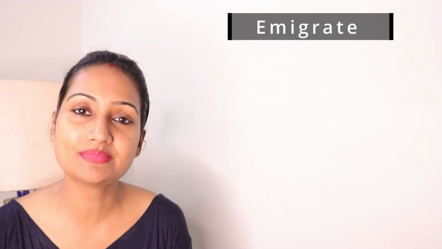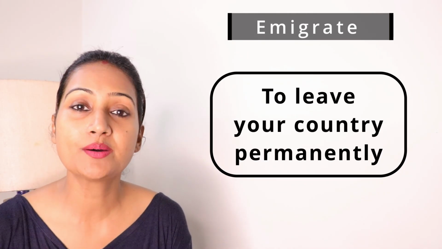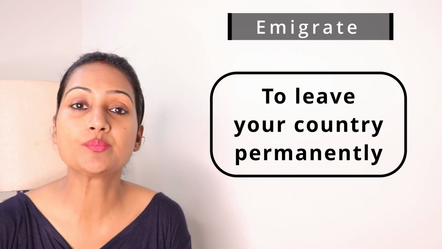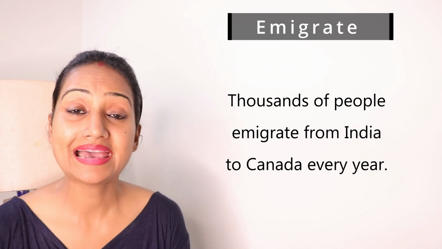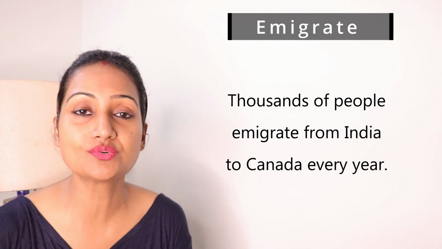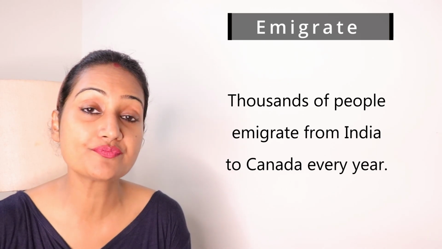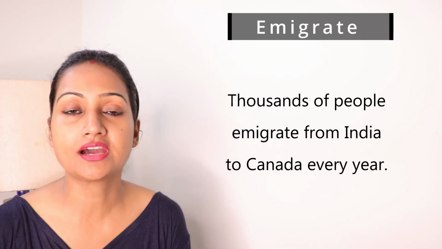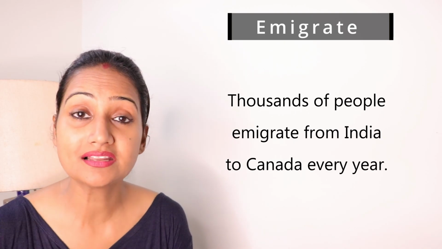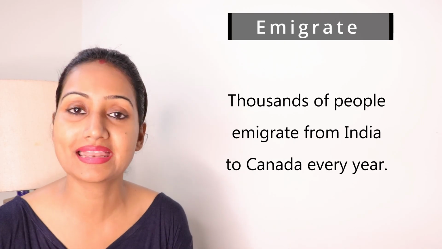First word is emigrate. The meaning of this word is to leave your country permanently, where you were born, and go to a different country. So that is emigrate, not immigrate. Now let's look at some examples. Thousands of people emigrate from India to Canada every year. So this means that thousands of people leave their country and settle in another country, in Canada.